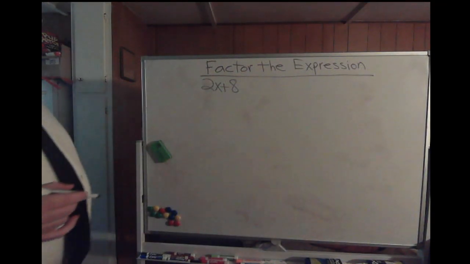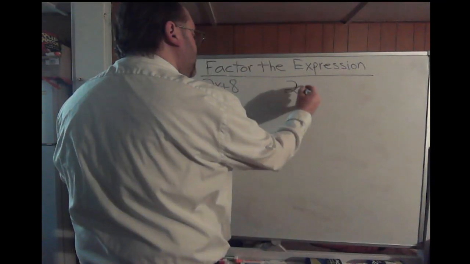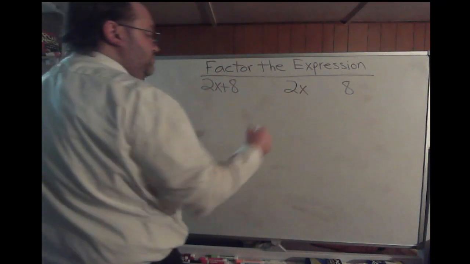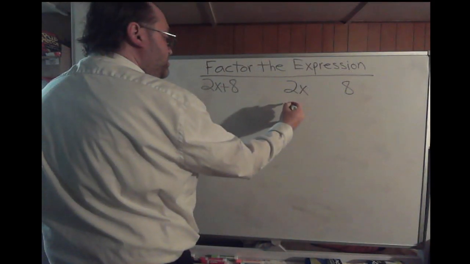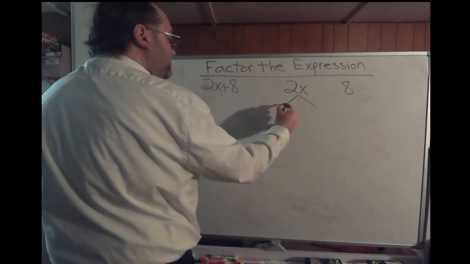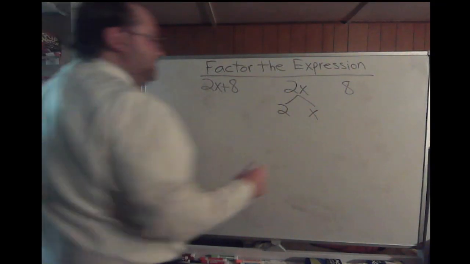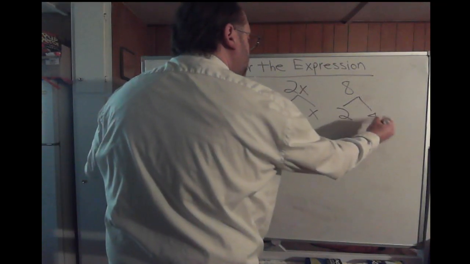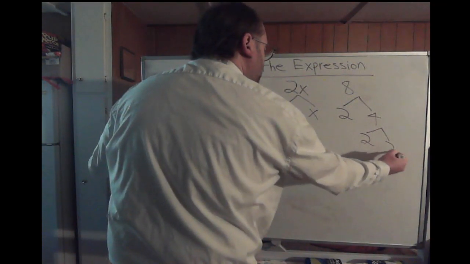Like you would with monomials, you're going to factor each expression. Go over to the side, factor each expression here. Do the prime factorization of each one. Well, prime factorization of 2x, let's start with that. That'll break down into 2 times x. We've factored 2x completely. Now how about 8? We got 2 and 4. 2 can't factor any further, but 4 can factor into 2 and 2.